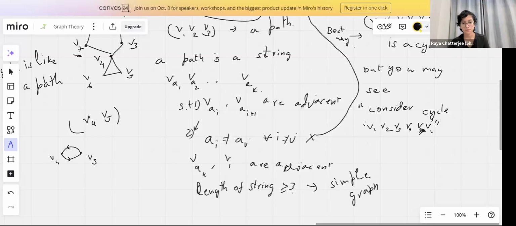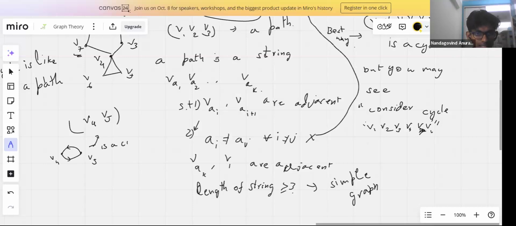Okay, so this is a cycle, is a cycle, not a cycle, not a cycle. So this condition is for when it's a simple graph, and this sort of stuff happens when it's not a simple graph. So we're not going to go into that.